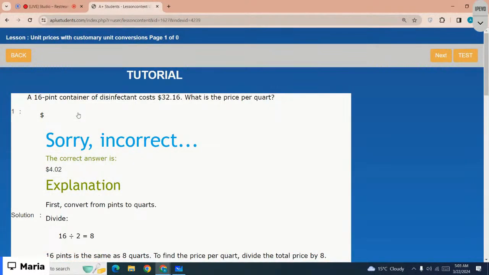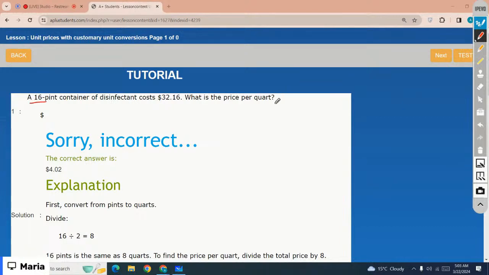Okay, a 16 pint container of disinfectant costs 32.16. What is the price per quart? First, you can see the price is given for the 16 pint container, but here you have to find the price per quart. That means the first thing is you have to convert from pints to quarts. So 1 quart equals 2 pints. That means you have 8 quarts. That is, 32.16 is the price of 8 quarts.